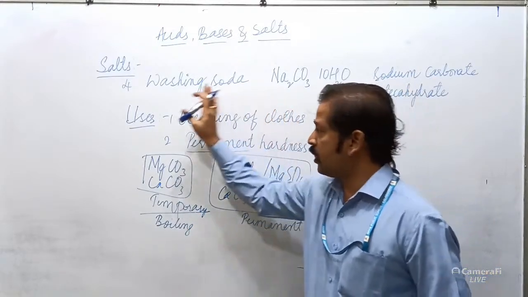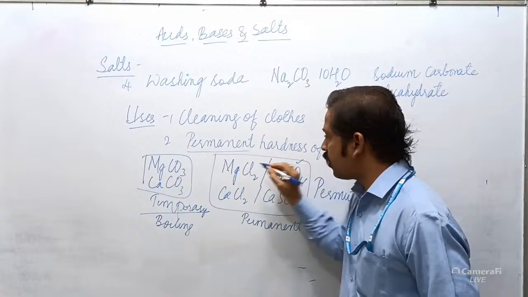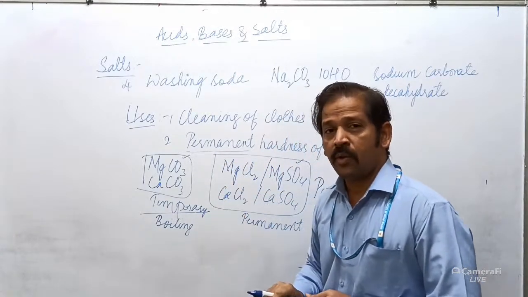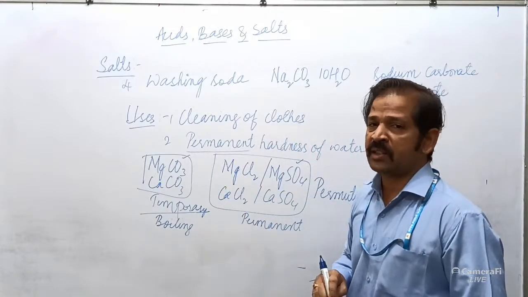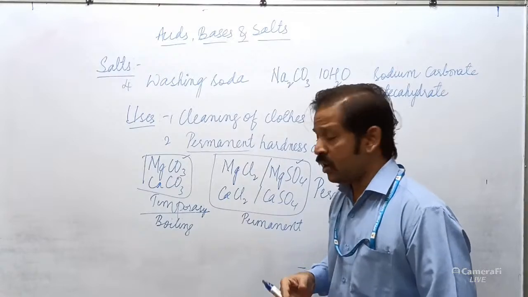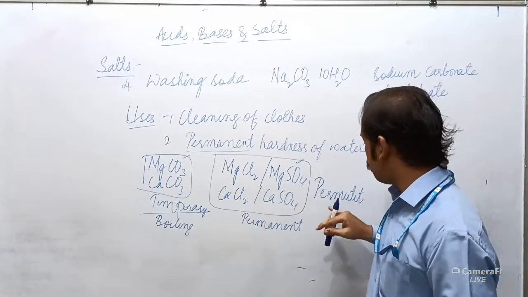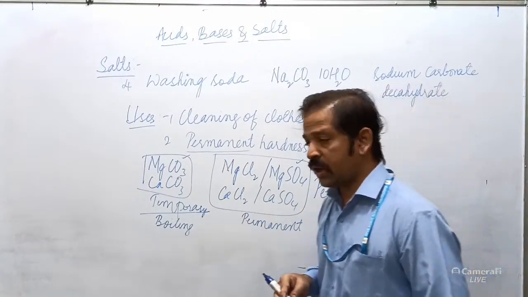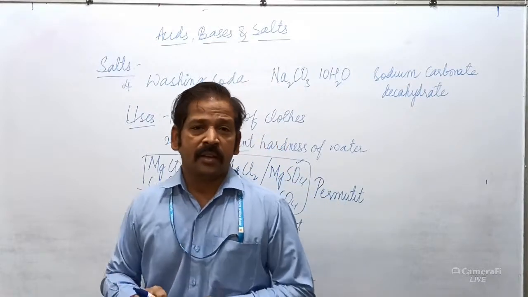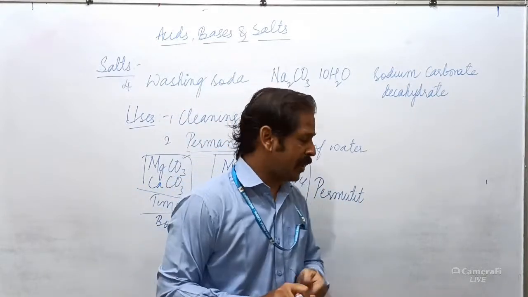Okay? Usually this question has arrived multiple times. What is the process to remove the permanent hardness of water? It is washing soda, and it is also the permutit process. Okay? We will go for the next part of this topic.